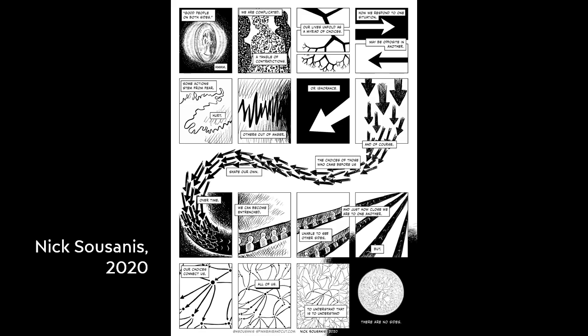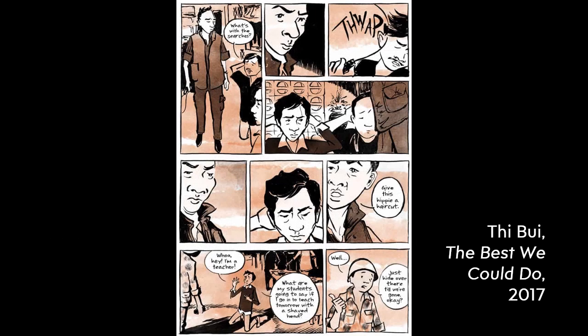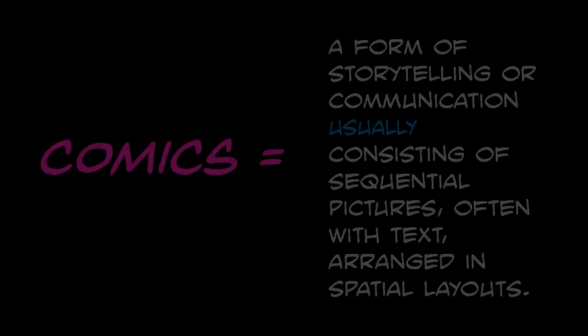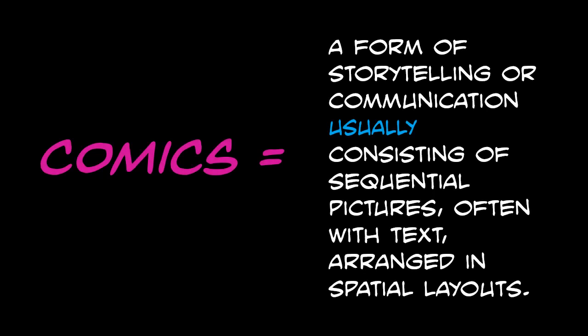In our class, most of the comics we'll be reading will consist of long series of pictures combined with written text and arranged into spatial configurations that we will call layouts. We may occasionally run into exceptions, say comics with fewer pictures or only one picture, or comics without words. But in general, we'll be interested in sequential pictures mixed with written text and presented in spatial layouts. That, for English 333, is the prototype of what comics is. So, comics, a form of storytelling or communication, usually consisting of sequential pictures, often with text, arranged in spatial layouts.